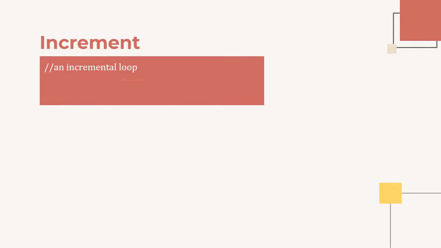Note that if we perform an incremental loop, the initial value of the defined variable must be less than the final value that is written in the condition or expression. This is an example of an incremental loop. We can use for and then the variable, and then we add the initial value, and then the condition, and then the increment, so we use the variable and then plus plus.